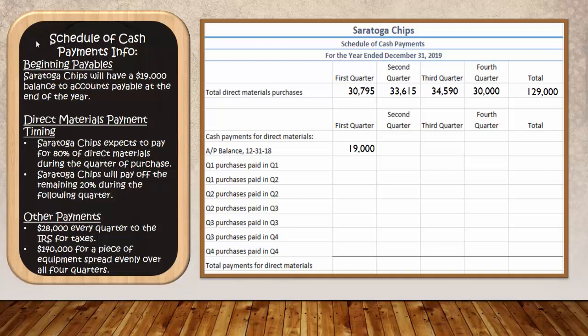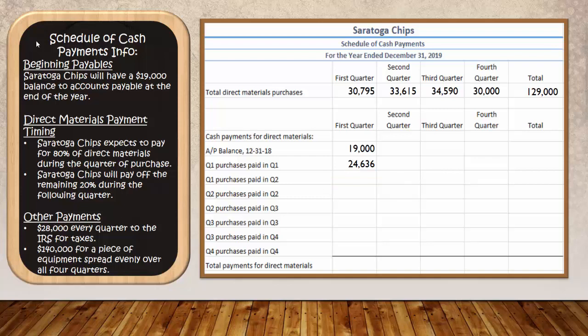So what we do now is figure out what our rate of payment is. Well, in the second section of our info, it says that Saratoga Chips expects to pay for 80% of direct materials during the quarter of purchase. That means that we are going to pay for 80% of the $30,795 worth of direct materials that we're buying in the first quarter within the first quarter. And when we multiply 30,795 times 0.80, we come up with $24,636.